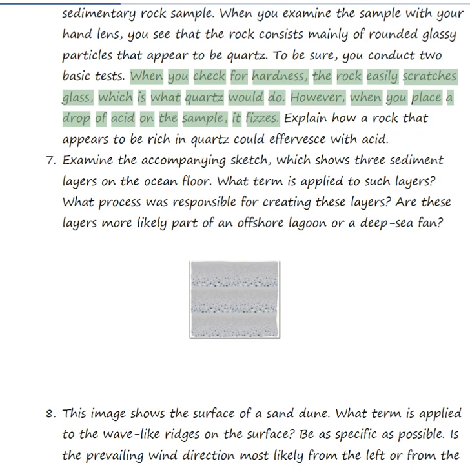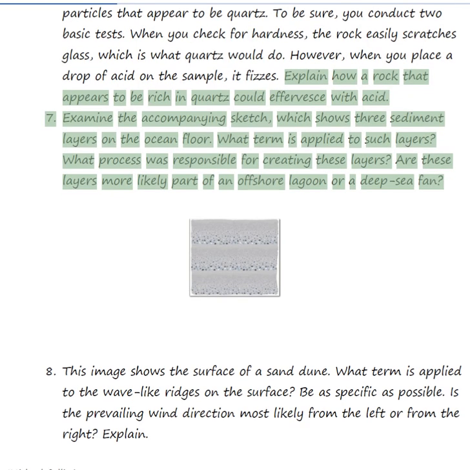However, when you place a drop of acid on the sample, it fizzes. Explain how a rock that appears to be rich in quartz could effervesce with acid.